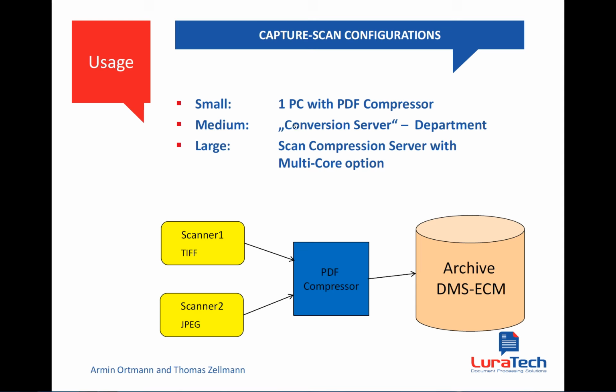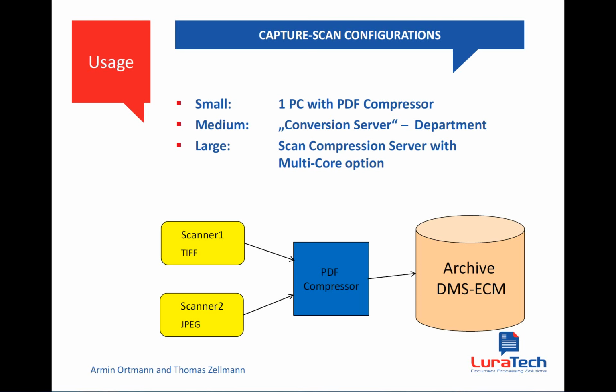This is our best practice from experience with a lot of customers. If it's a rather small configuration, then PDF Compressor typically just runs on the scan PC. If it's a medium workload, with 2 or 3 scanners, then you have a conversion or compression server, which may be for the whole company or department-wise. We also have a lot of large customers, think of 50 million or 100 million pages per year. Then you obviously have a scan compression server or even multiple ones, and they use a multi-core option. Armin mentioned the 64-bit version. This means you can have, for example, 16 cores or 50 cores.